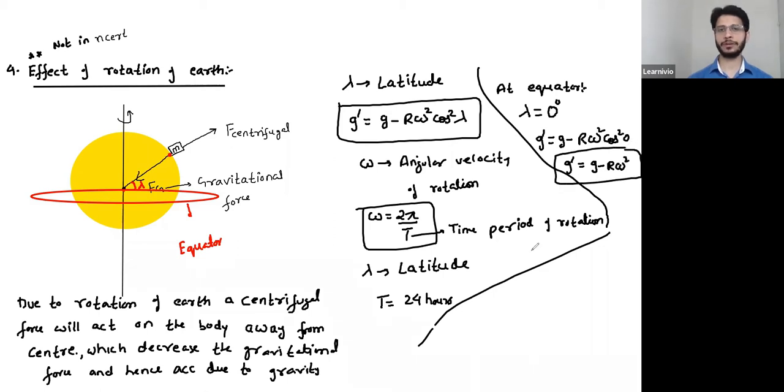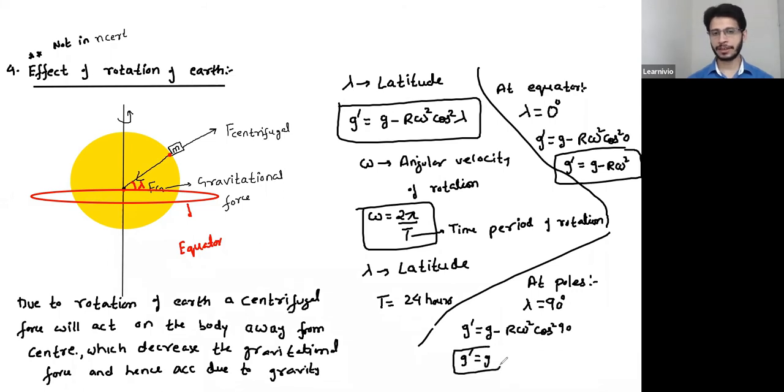This is at equator. If you want to check the same thing at poles, lambda is 90 degrees. So g prime is g minus R omega square cos square 90, cos 90 is 0, so g prime is g. So you can check there is no effect of rotation of Earth at poles, but there is an effect of rotation of Earth on equator. Here capital R is the radius of Earth.